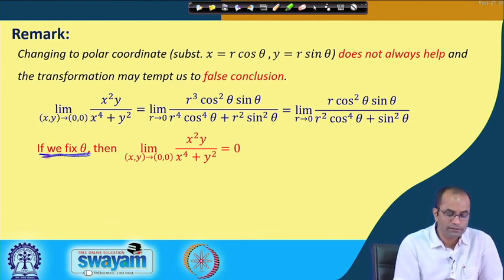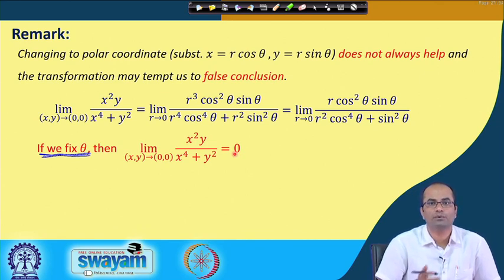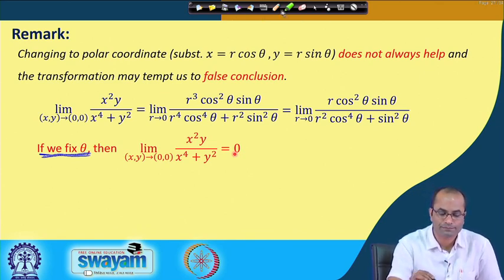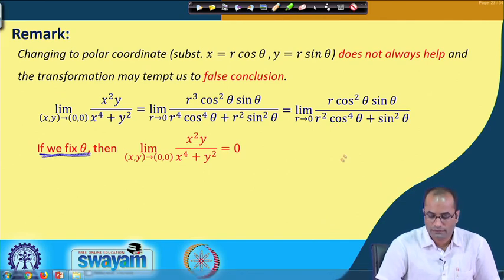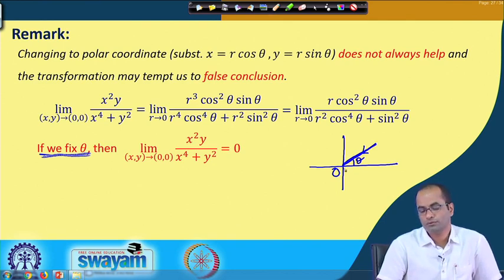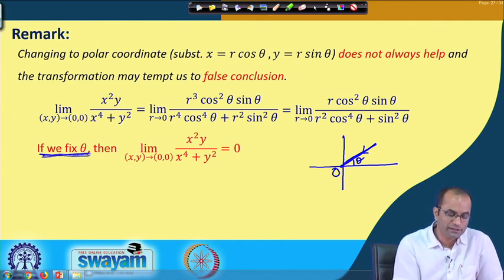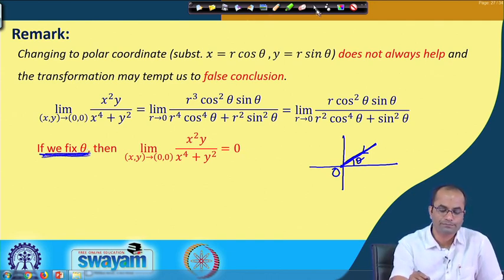So, in some particular path this limit is 0, where we are fixing theta. It is like the case of a straight line. When we are fixing theta, we are basically approaching the origin. So, if this is our r theta plane, and we have fixed theta and then approach the origin here, in that case we are basically approaching the origin by a straight line. So, again, fixing theta will not conclude that the limit is 0.